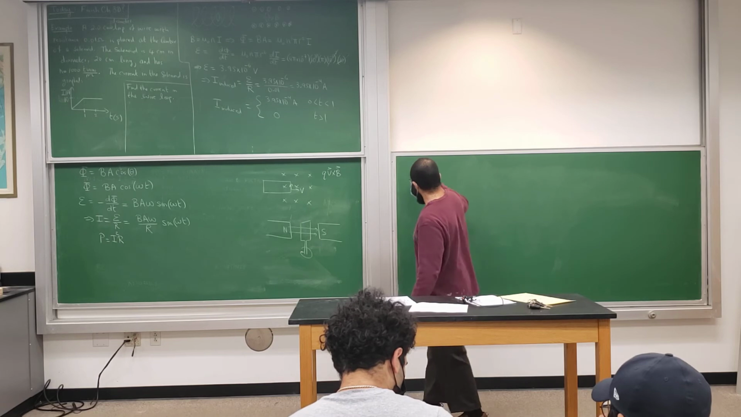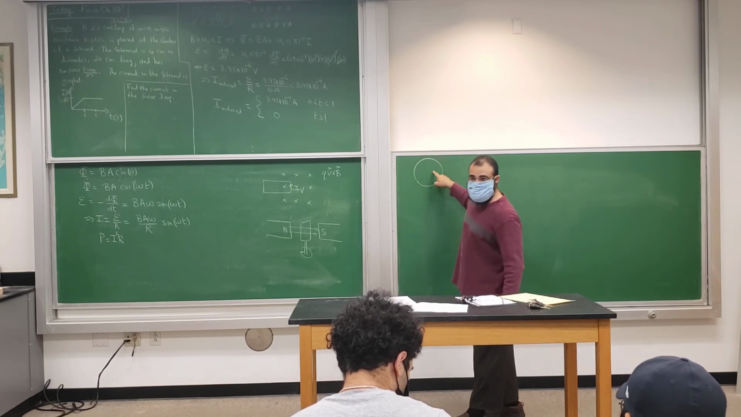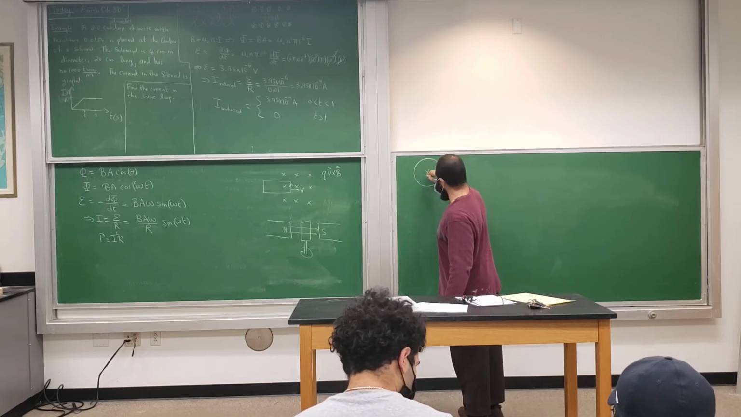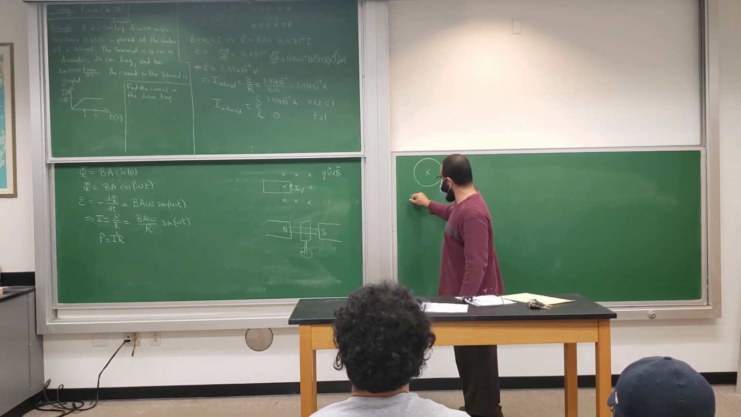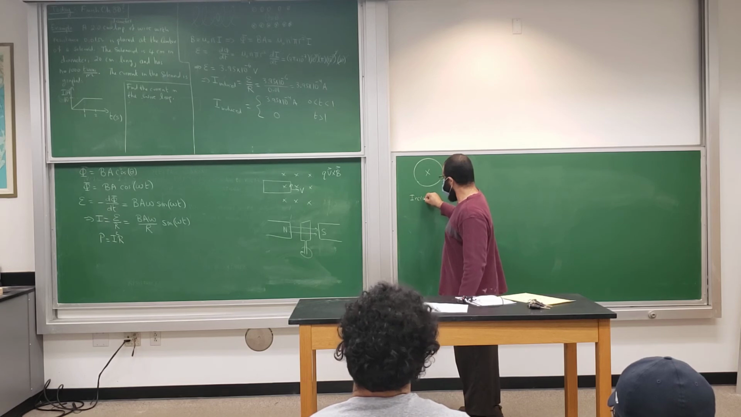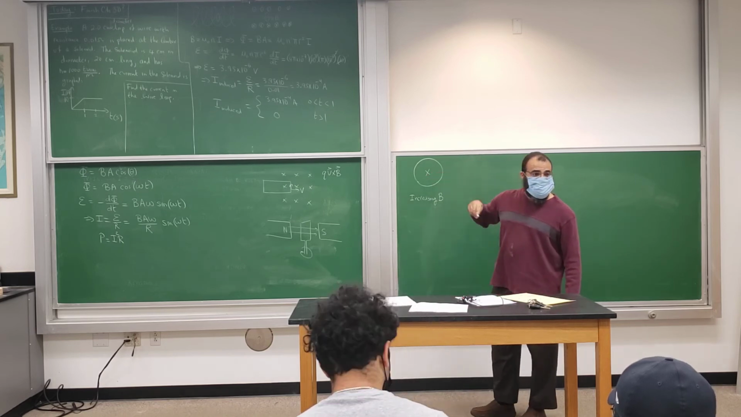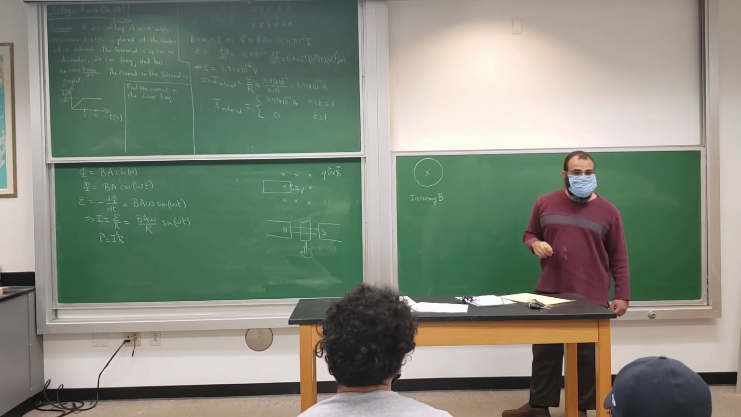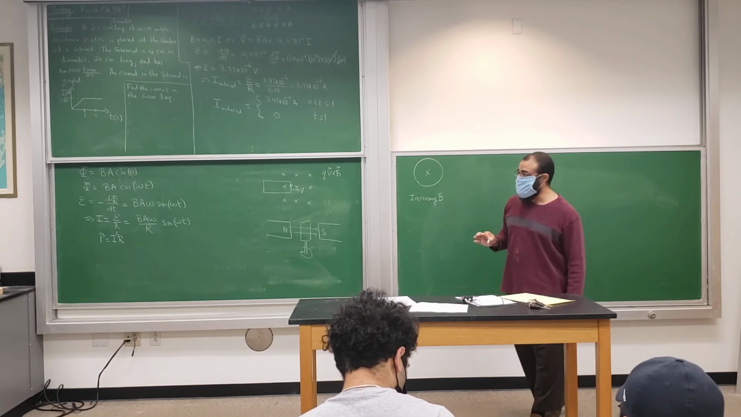So let me do it again. Here is a loop. This is a wire, okay? A wire loop. And let's say the magnetic field is in and increasing. So the magnetic field is into the board and getting larger. In what direction will the induced current be? Counterclockwise. Yes. Does everybody follow that?